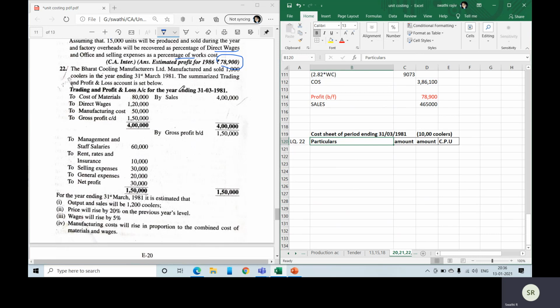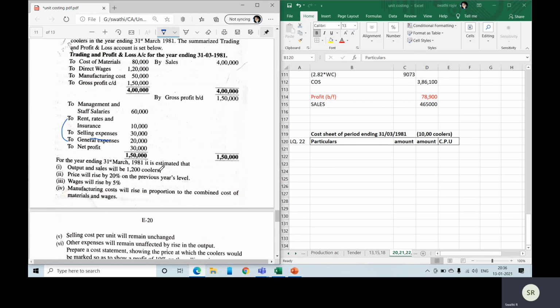That is the trading P&L account for the year ending. Cost of materials are given, direct wages, manufacturing costs, gross profit, sales, and management and staff. All this is your office related expenditure. Selling expenditure is there. General expenditure will also be your office related expenditure. The net profit is given.